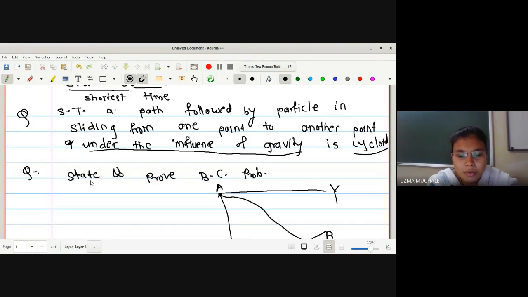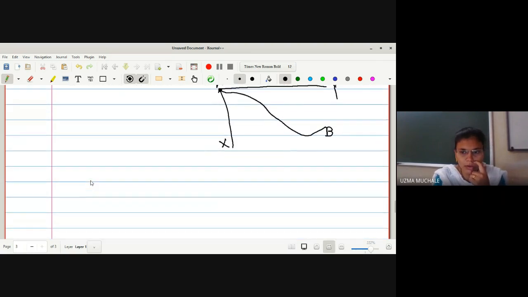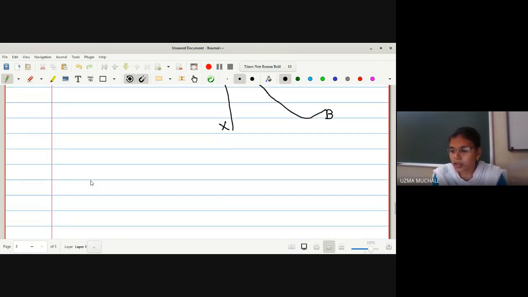Okay, we are provided with one particle. A particle is falling from position A to some other position B under the influence of gravity. Now we have to show that it is a cycloid. Or in another way, the question may be like this: state and prove the brachistochrone problem. Now let us go for the problem.